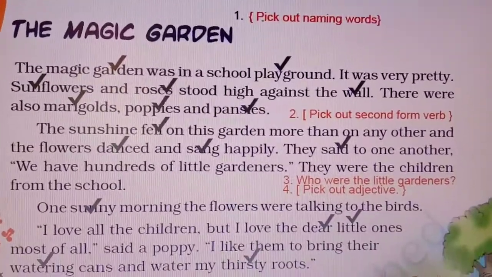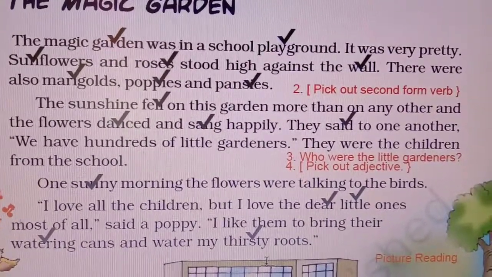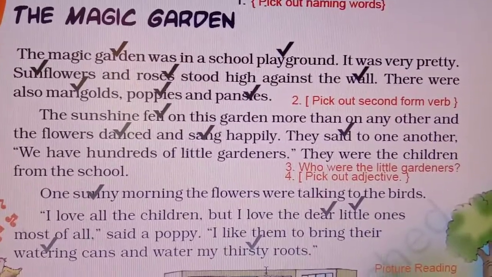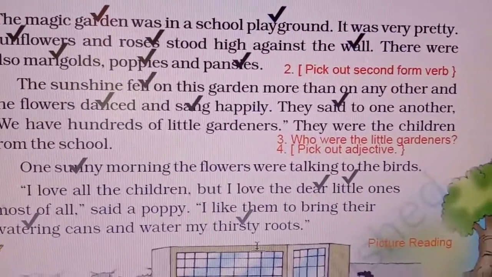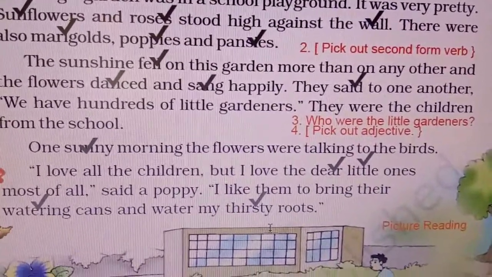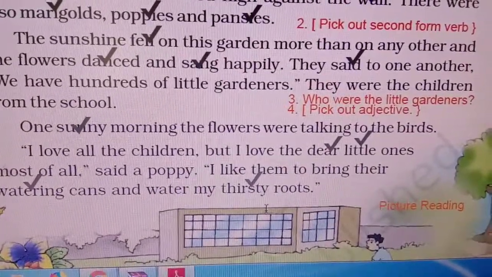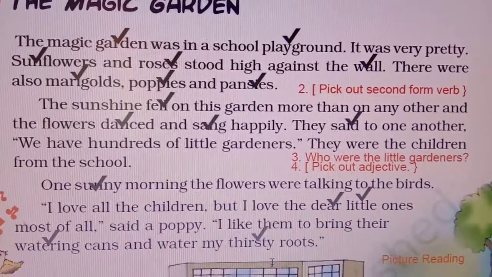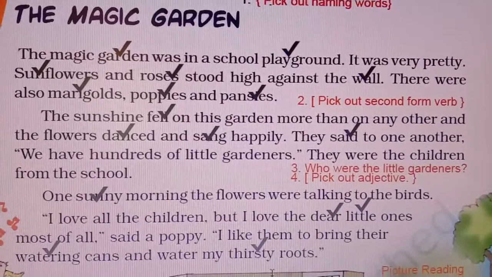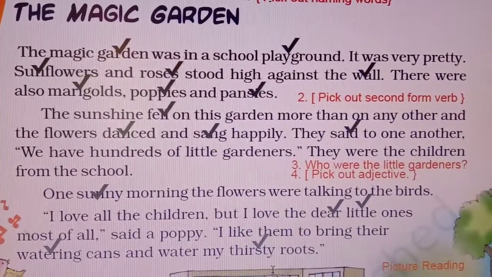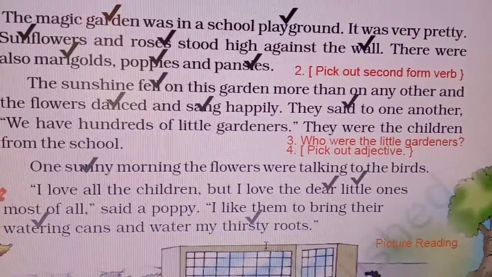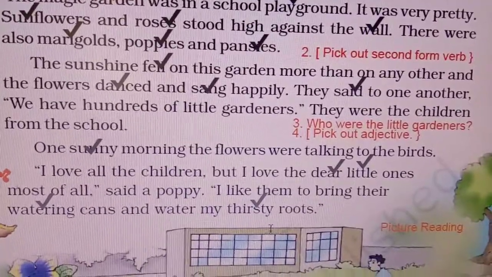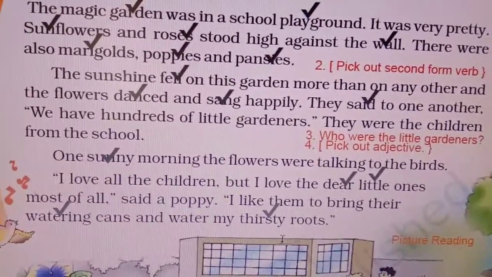So children, we had already gone through the lesson, and now some activities we will do. Naming words you have to pick out from the first paragraph. From the second paragraph you have to pick out the verb form, the second form of the verb, and from the third paragraph you have to pick out adjectives. Naming word, that means noun. When we say something about animals, birds, things, okay, you know very well. Verb, second form of verb you have to pick out. Here the second form is already given, and you have to write the first form as well as the second form.